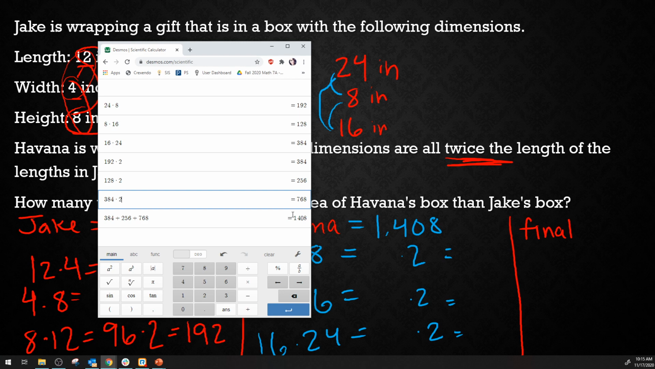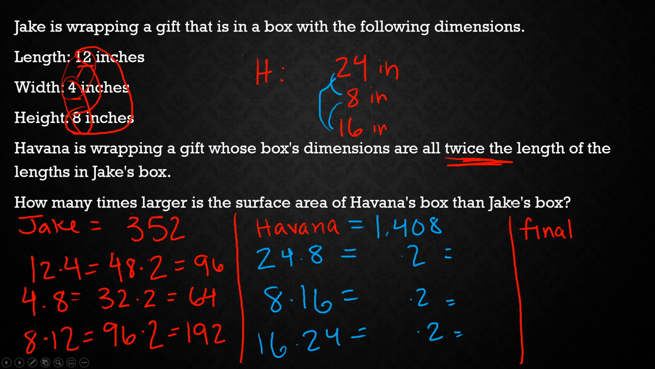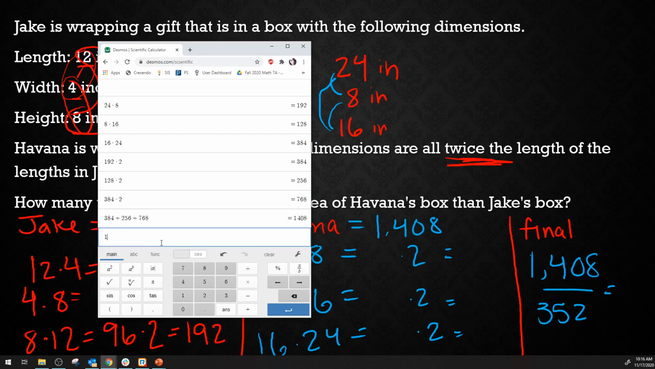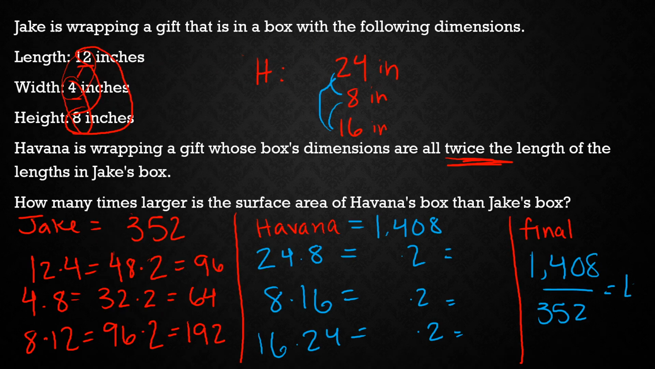1,408, perfect. Okay, so to figure out how many times bigger, because that's what this question is asking, how many times larger is the surface area of Havana's box, all we need to do is divide our surface areas. So I'm going to do 1,408 and divide it by 352, and whatever answer we get, that is how many times bigger Havana's box is. So if I have 1,408 and I am dividing that by 352, I get 4. So that means that after all of that work that we just did, our final answer is simply 4. Havana's box is 4 times larger than Jake's.